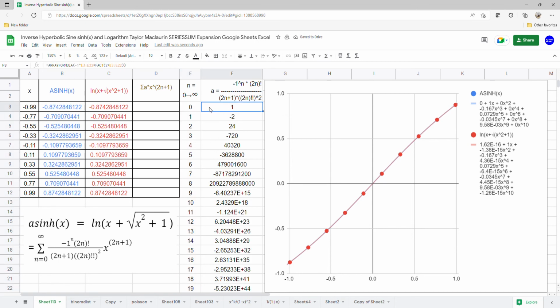And we divide this, we completed the numerator. Now we continue with the denominator. So the denominator will have two parts. The first part of the denominator, 2n plus 1, so that's 2 times n plus 1.